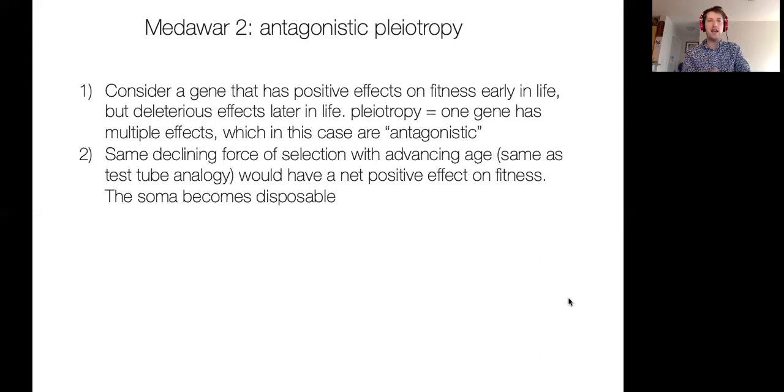And that same declining force of selection with advancing age that I just talked about with the test tube analogy means that this gene that has a positive effect early on and a negative effect later on might actually experience positive selection. The soma becomes disposable. If it has a positive effect early on, and a negative effect later, that might be enough for that gene to actually be favored by selection.